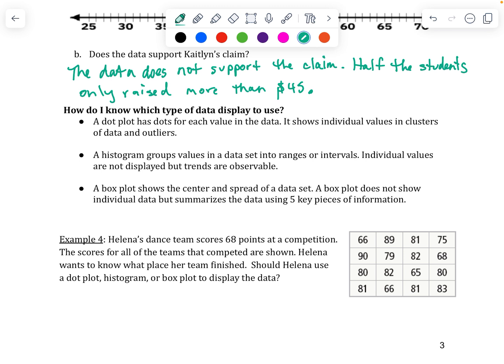Should Helena use a dot plot, histogram, or box plot? Well, if I want to know which place it would be in, it'd be off the highest score. This would probably best be used as a dot plot because you would start to see where everybody's point totals fall. They may have the same point total as somebody else, but you could start counting back your places. So I would say a dot plot in this case.